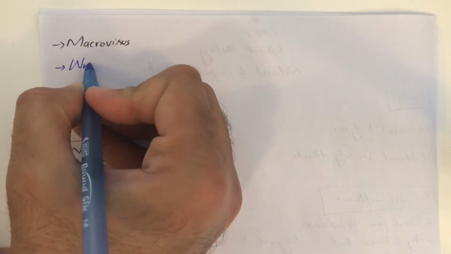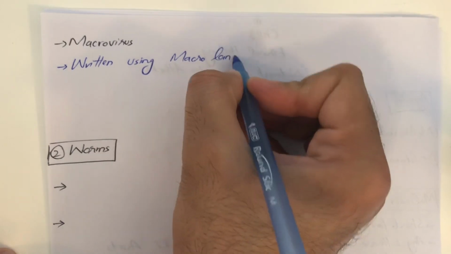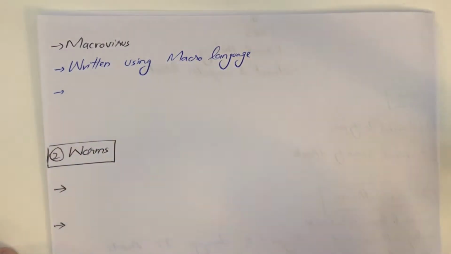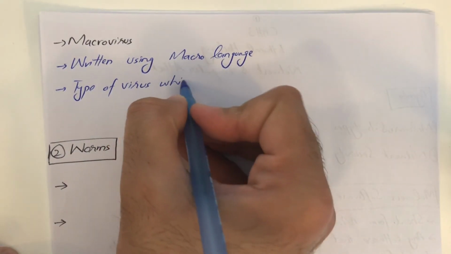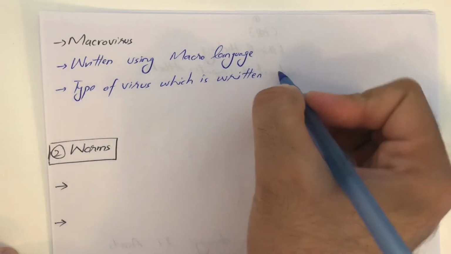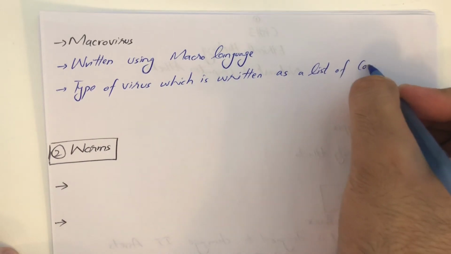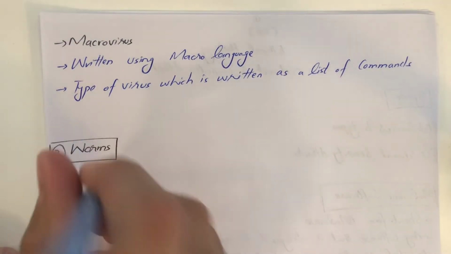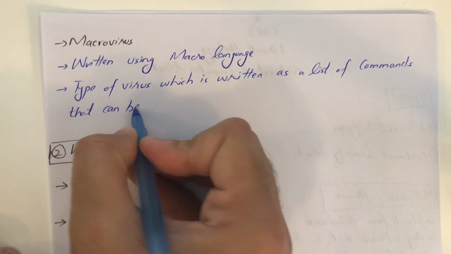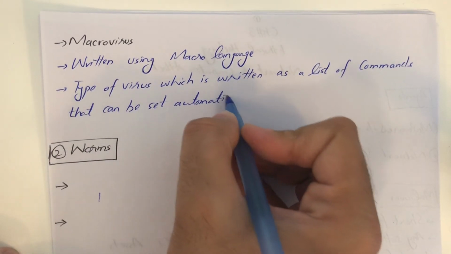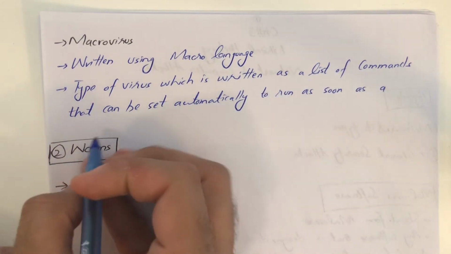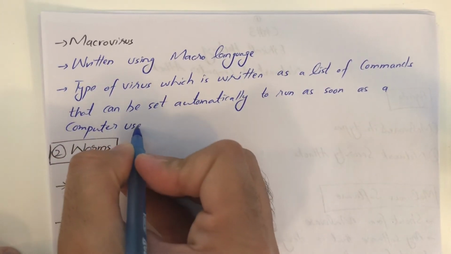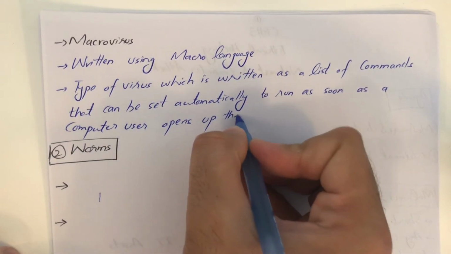So macroviruses are written using a macro language, and if you want to further define it, it's basically a type of virus which is written as a list of commands that can be set automatically to run as soon as a computer user opens up the file.